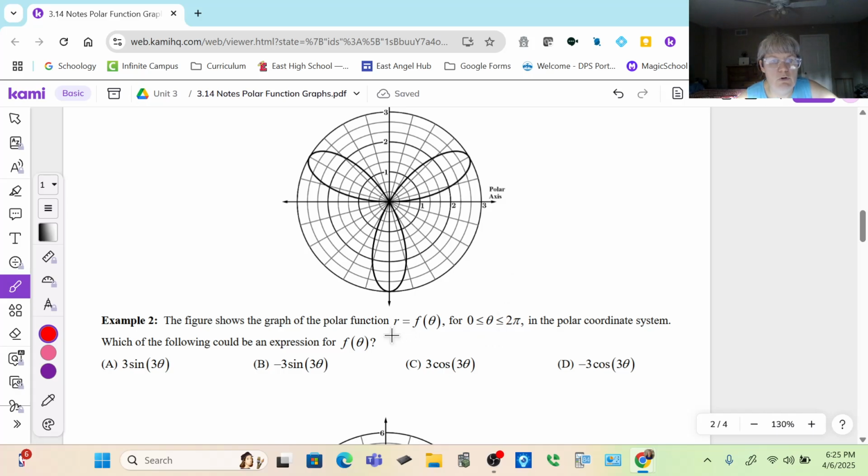And we're looking for which of these 4 functions could be represented by this graph. And we're going from the domain of 0 to 2 pi. Well, the easiest thing for me to check is, if theta is 0, what's my value going to be? So if my value of theta is 0, I'd end up with 3 times sine of 0, and sine of 0 is 0. I'm just going to write this as 3 times 0.